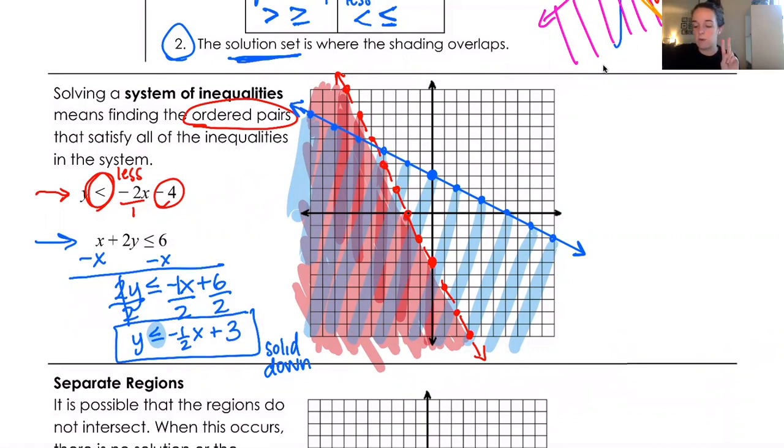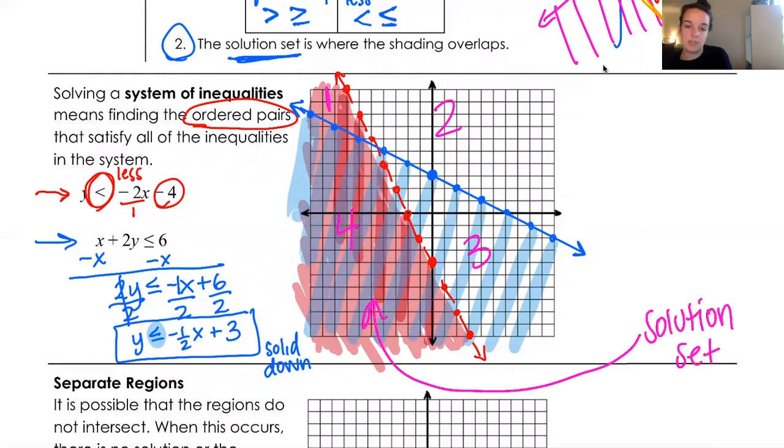And I see that there are 4 sections that this creates. It creates one little baby section, this part here, a second baby section right here, a third section right here, and a fourth section right here. I want to look for the section where both colors are overlapping. The section where both colors are overlapping is section 4. So I would draw an arrow to that section and I would say that this is my solution set.